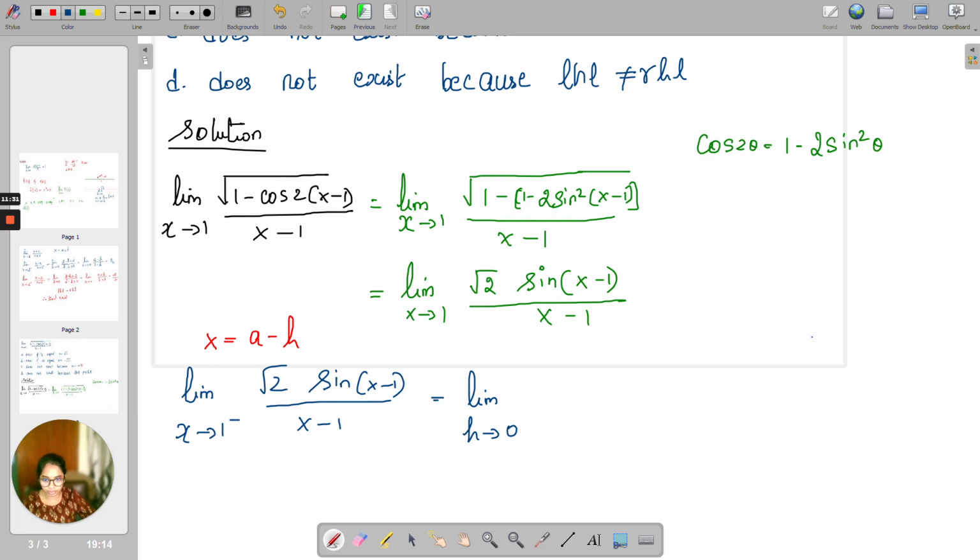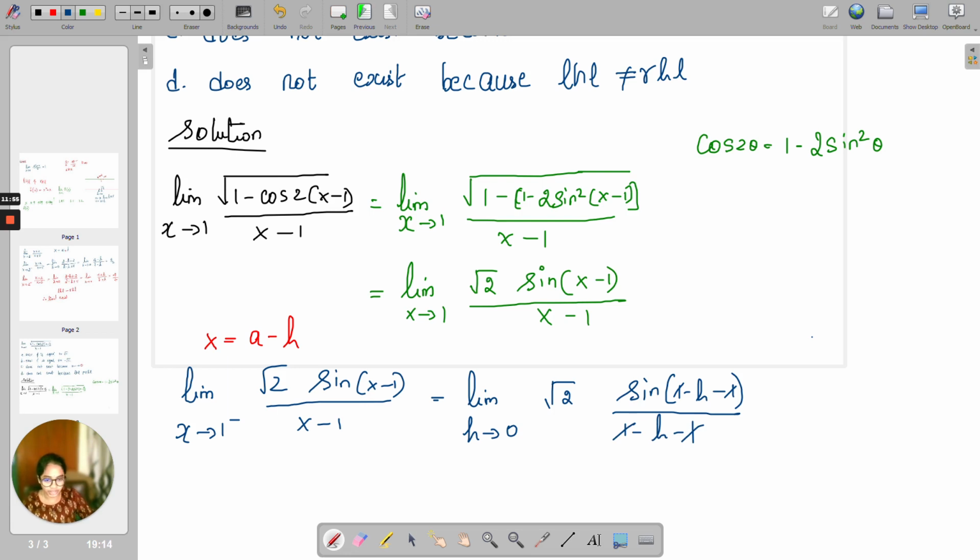I have 1. Agree? So root 2 will remain as it is. Yes, I would get sine of, in the place of x, I am writing 1 minus h minus 1. Yes, 1 and 1 gets cancelled. Divided by 1 minus h minus 1. Yes, again 1 and 1 gets cancelled.